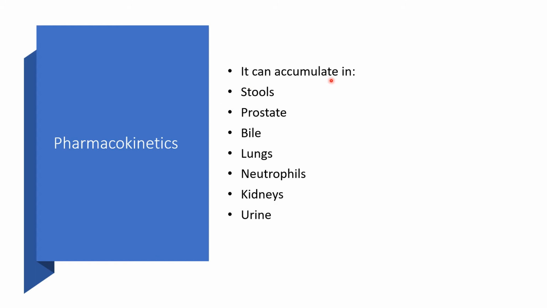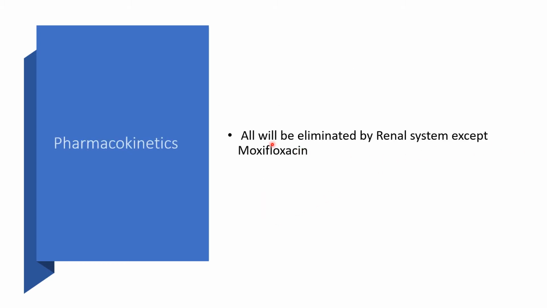It can accumulate in stools, in the prostate, in bile, the lungs, neutrophils, kidneys, and urine. All will be eliminated by renal system except Moxifloxacin. That informs the reason why it's not used in urinary tract infection.